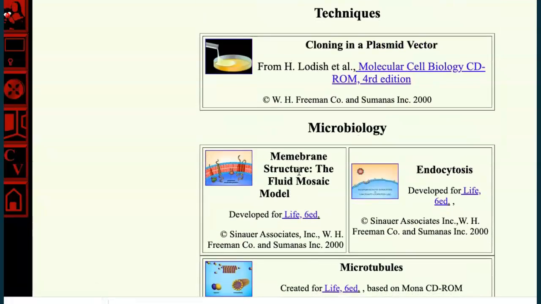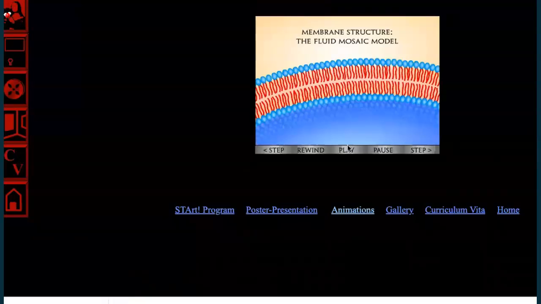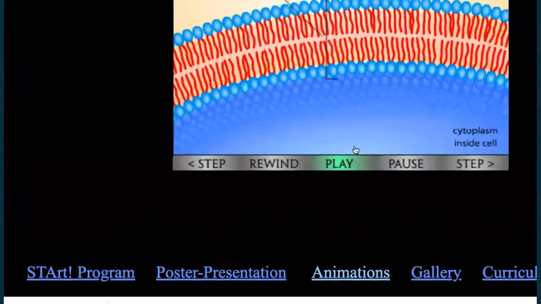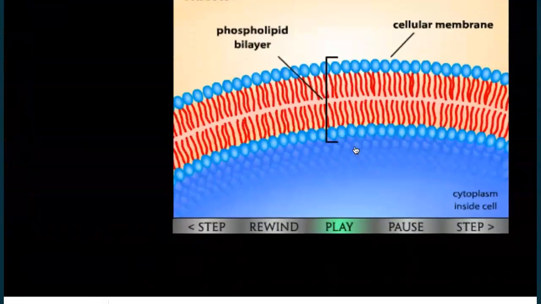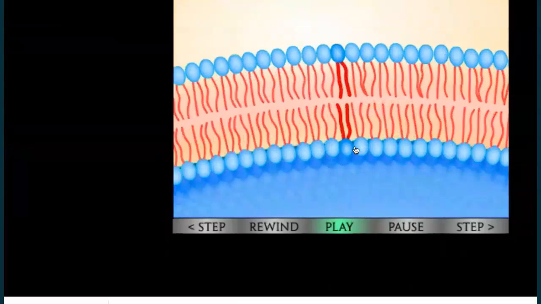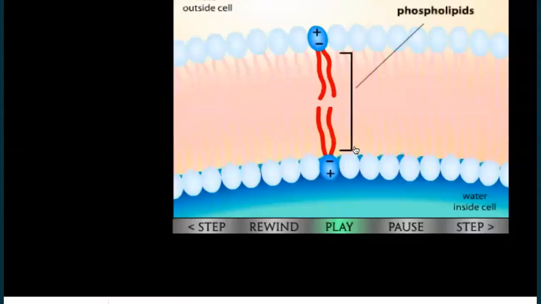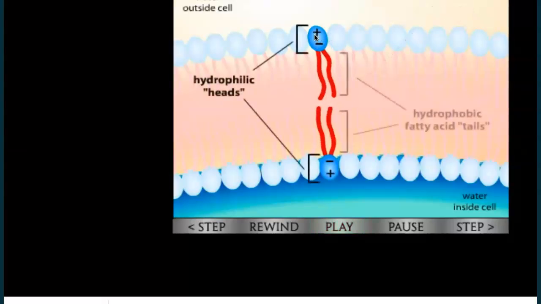Here we go. So this is just showing you how the membrane has that fluid component. So you can see the lipids. Right now, all we're looking at is lipids. We're going to zoom in on those, and you can see that they're in motion. You can see that this portion here has a charge.